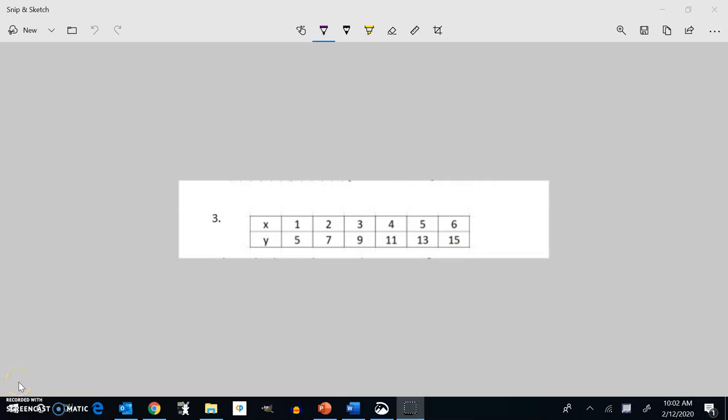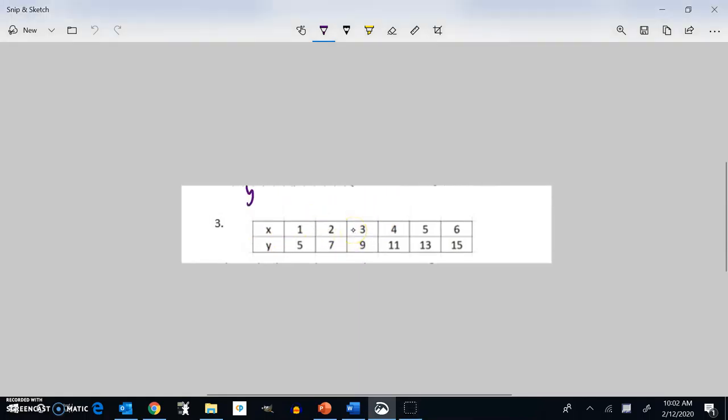This is Math 88. This is practice for the midterm. And we were asked to find an equation for this, and it told us in the form y equals mx plus b. So I'm going to need to find the slope, and I'm going to need to find the y-intercept.